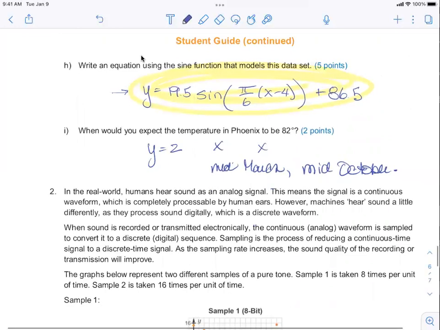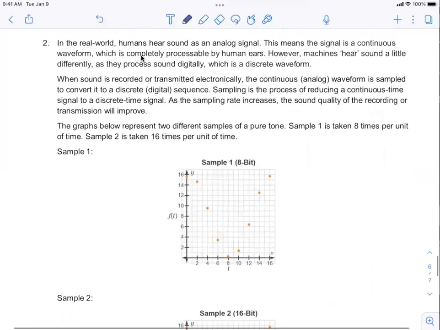All right, excellent. Number 2, in the real world, humans hear sound as an analog signal. This means the signal is a continuous waveform, which is completely processable by human ears. However, machines hear sound a little differently as they process sound digitally, which is a discrete waveform. When sound is recorded or transmitted electronically, the continuous analog waveform is sampled to convert it to a discrete digital sequence. Sampling is the process of reducing a continuous time signal to a discrete time signal.